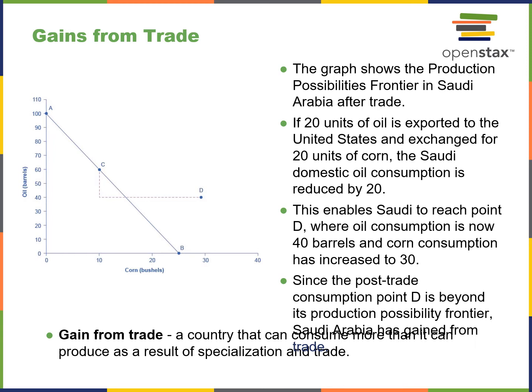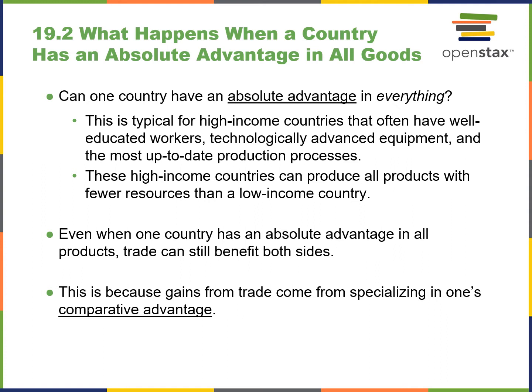So a country can consume more than it produces as a result of specialization, and trade is what's really being illustrated here. When a country has an absolute advantage in everything, this is typical for what we call high-income countries. High-income countries are ones that are basically developed. They have technology, an industrial base, and high levels of technology, so they also tend to be more productive and efficient.